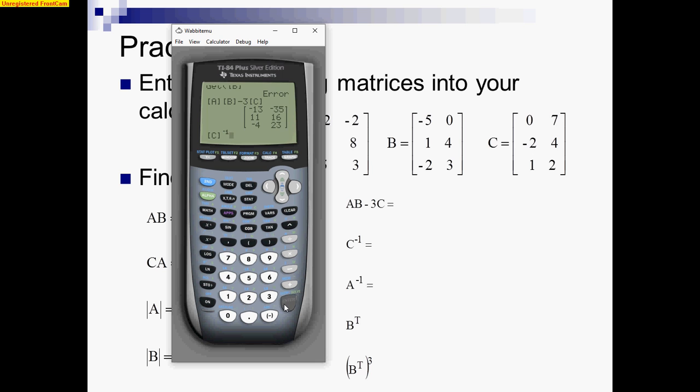So what does C inverse look like? Oh, crap! Invalid dimensions. C isn't square. So of course to find the multiplicative inverse you need the determinant, but I can't find a determinant unless it's a square matrix. So I can't find the inverse of C because it's not a square matrix. But how about A? A is a 3 by 3. So it is a square matrix, so I should be able to take my inverse there.